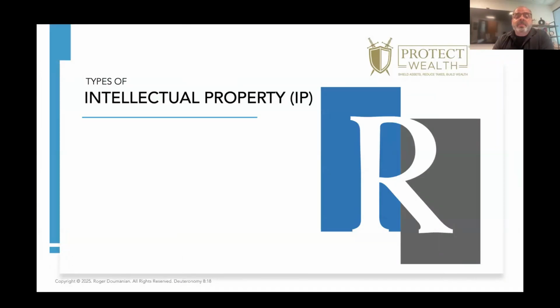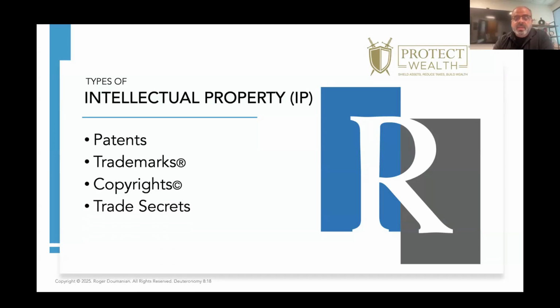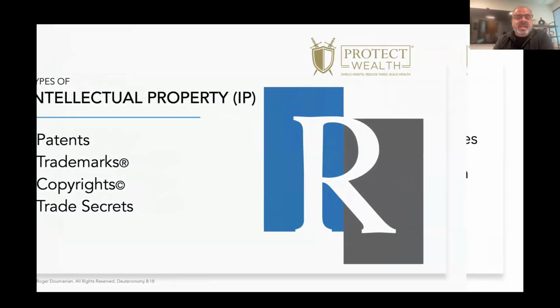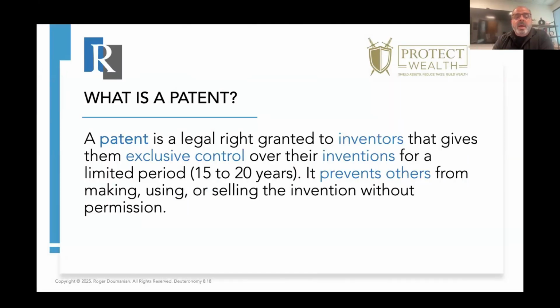So, what are the four types of intellectual property? We have patents, we have trademarks, we have copyrights, and we have trade secrets. I'm going to do a small dive into each one of these to give you a clearer understanding if you're not familiar with them. A patent is a legal right granted to inventors that gives them exclusive control over their inventions for a limited period, usually 15 to 20 years. It prevents others from making, using, or selling the invention without permission.